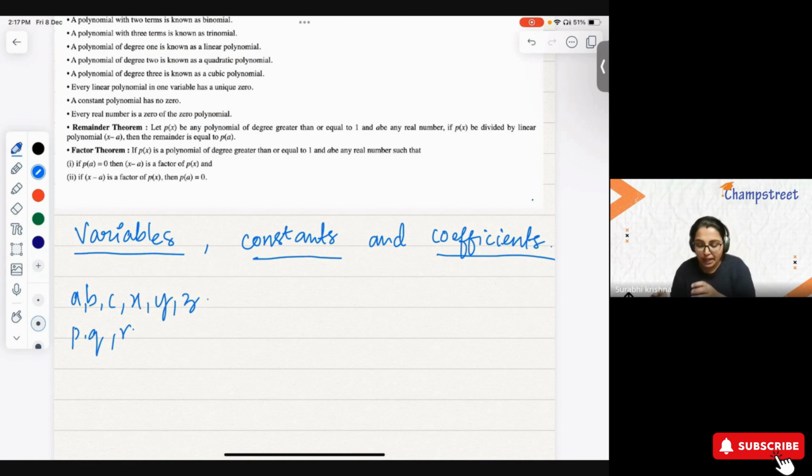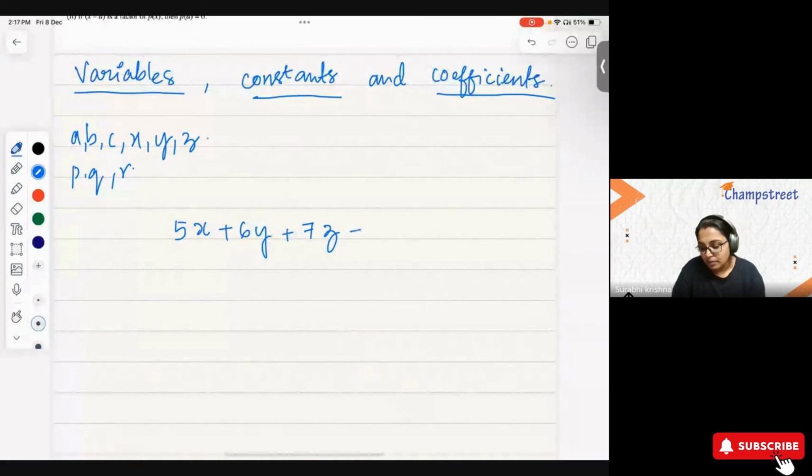So let me give an example. 5x plus 6y plus 7z plus 8y square. So this is an algebraic expression, correct? Yes. So here, what are the variables we have? We have x as a variable, y as a variable, and z as a variable. Again, y square, y is the variable. The power of the variable is changing.